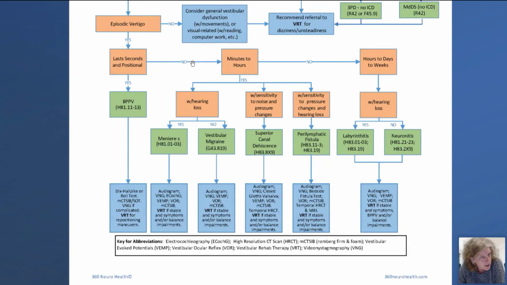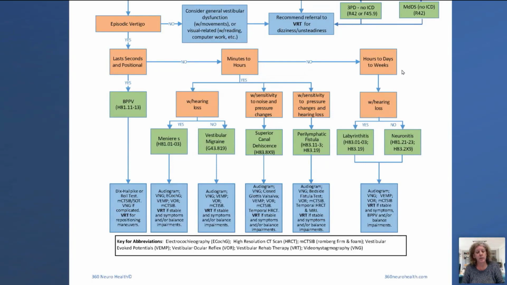So we come back to this episodic vertigo: seconds, positional; minutes to hours. No, it's hours to days. Some patients will report it even lasts weeks. Was that with hearing loss? If it's with hearing loss, it's considered a labyrinthitis. If it's not, it's a neuronitis.